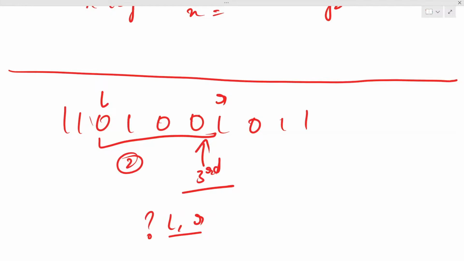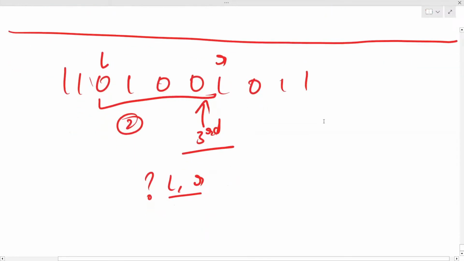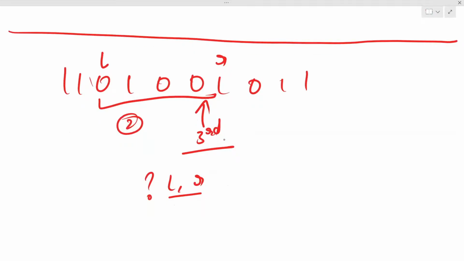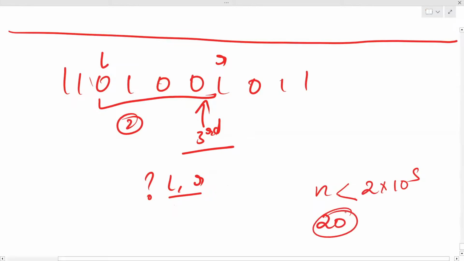So now let's discuss how to solve this problem. Anyone? Also, we can only make 20 requests. N is less than or equal to 2 into 10 to the power 5, and the number of queries that we can ask is 20 at max. So how to solve this problem?